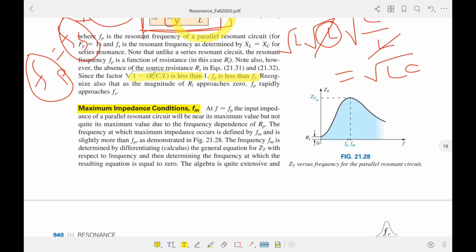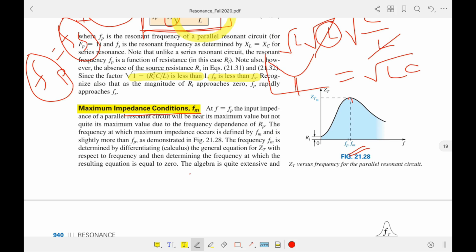Now, maximum impedance. Previously, in case of series resonance, you probably observed that our impedance characteristic was just like this. That means at the resonance condition the impedance was minimum. But in case of parallel resonance, this is the opposite scenario. Here, at the resonance condition, the impedance should be maximum, or I can say close to maximum. Basically it's close to maximum; the maximum impedance occurs at some other frequency, which is Fm. So this is the maximum impedance condition, Fm.